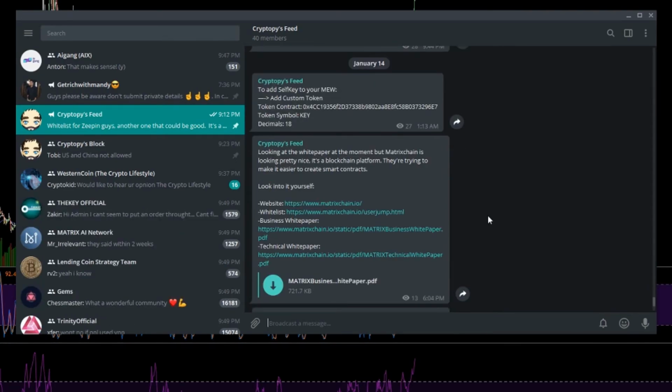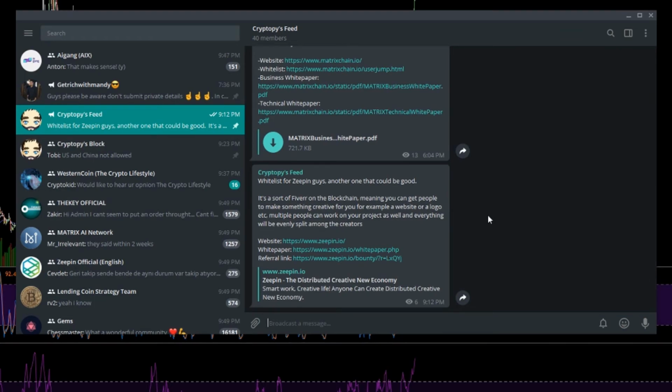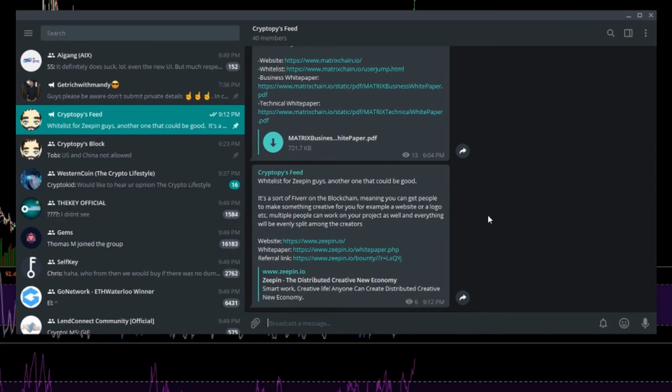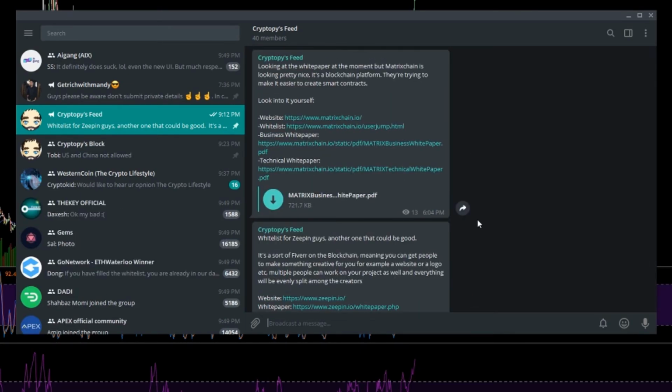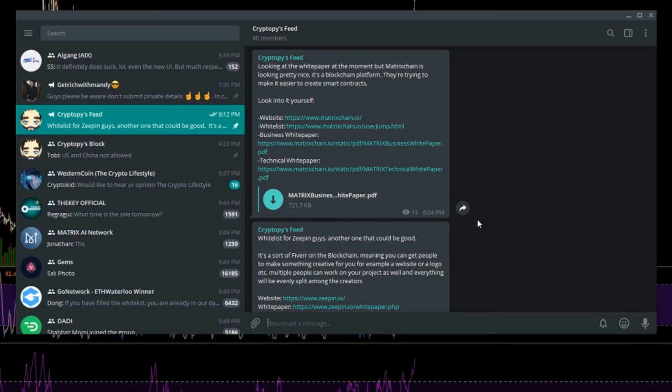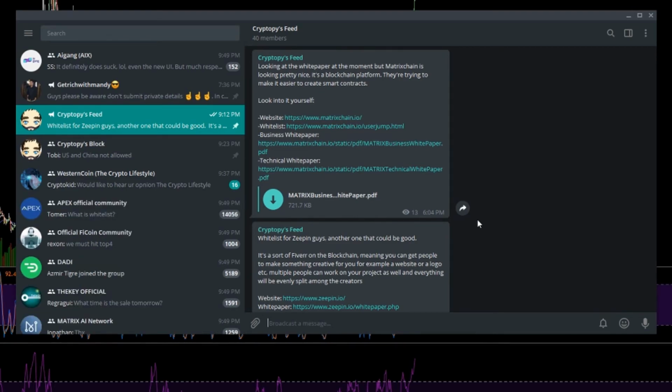I already posted 2 more. There's Matrix Chain and there's Zpin. You know, Zpin is kind of like Fiverr on the blockchain. Fiverr, you know, it's making creative stuff for other people and get paid for it. And then Matrix Chain is like a whole blockchain platform. Blockchain platforms always do well. So yeah, guys, don't miss out on anything good like that.